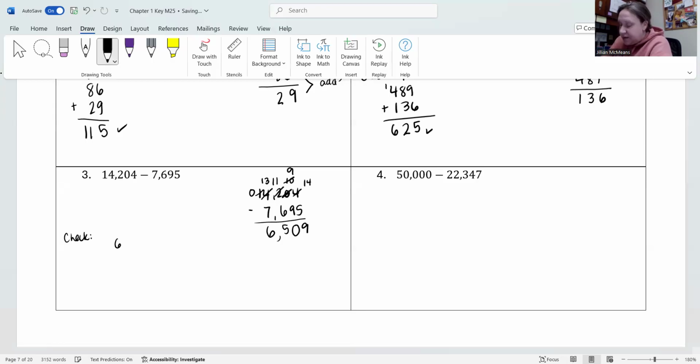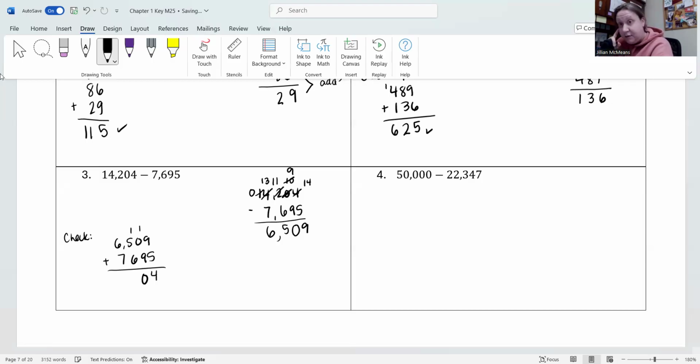And just to make sure we're clear, let's go ahead and check this one. So we want to take 6,509 and we want to add 7,695. Column by column, 5 plus 4 is 14. So I keep a 4, I carry a 1. 9 and 0 is 9, plus the 1 I carried is 10. Keep a 0, carry a 1.